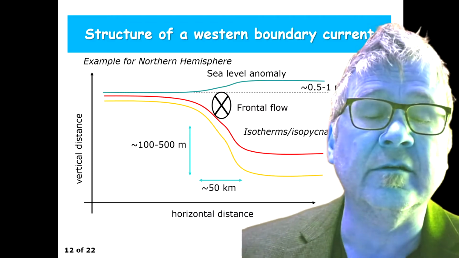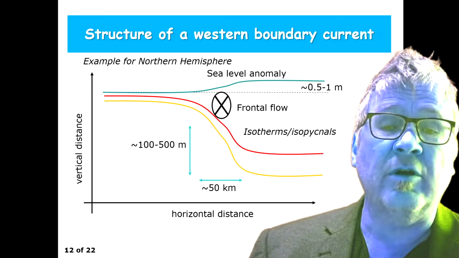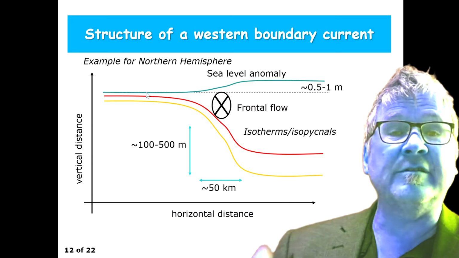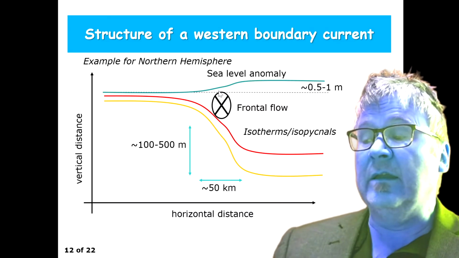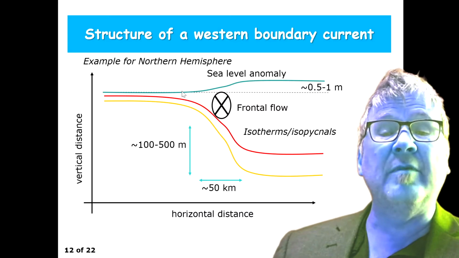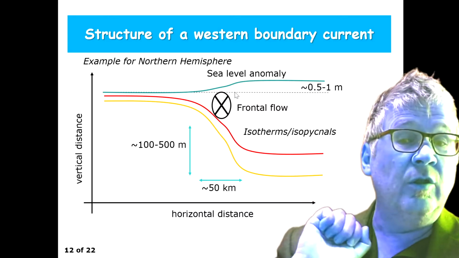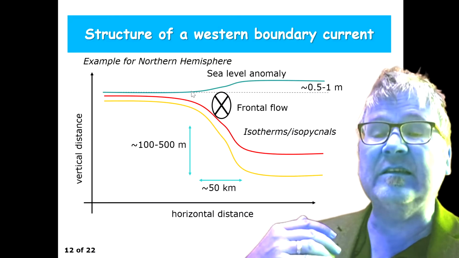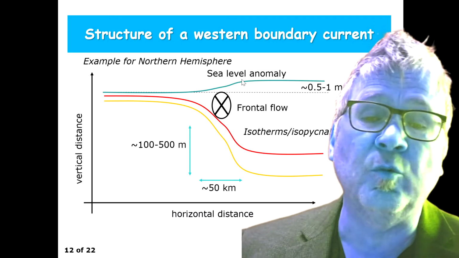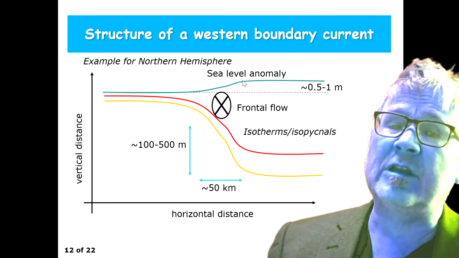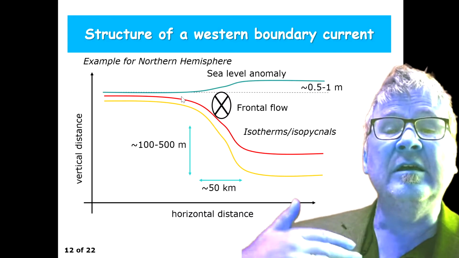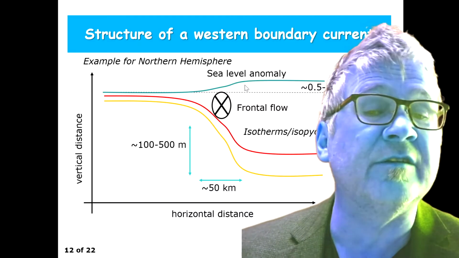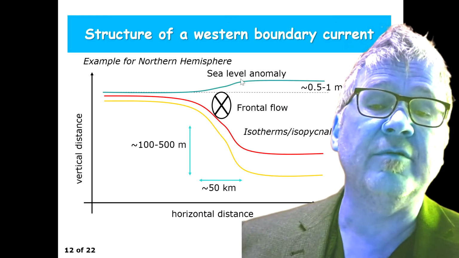And this is how it looks. This is the Kuroshio current. So you have a sea level anomaly. This is the height of the sea level. If you cut across the western boundary current, which runs northward, this is the so-called frontal flow here, the sea level increases by 0.5 meter to 1 meter over a distance of, say, 40 to 50 kilometers. It's this strong pressure gradient associated with this change that drives the western boundary current.